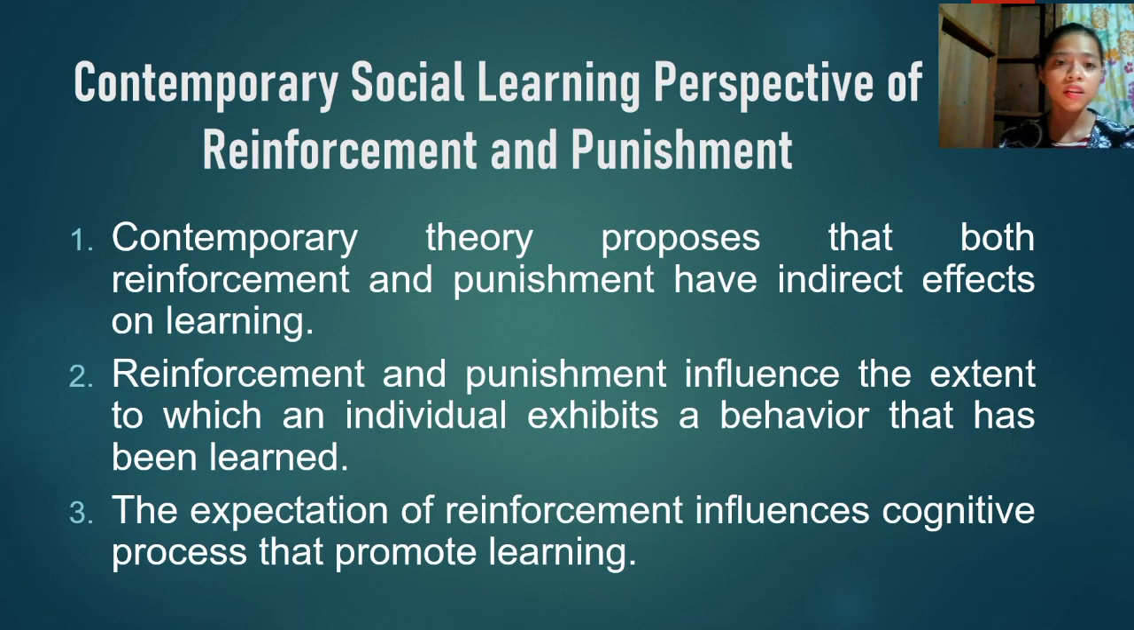So let's talk about the contemporary social learning perspective of reinforcement and punishment. So number one, contemporary theory proposes that both reinforcement and punishment have indirect effects on learning. They are not the sole or main cause. So, na siya kaning indirect effects on learning ang reinforcement og punishment diri. Number two, reinforcement and punishment influence the extent to which an individual exhibits a behavior that has been learned. So, ang reinforcement and punishment diri maka-influence siya sa isa ka tao on how to exhibit the behavior that has been learned na iyang nahibaw-an na.